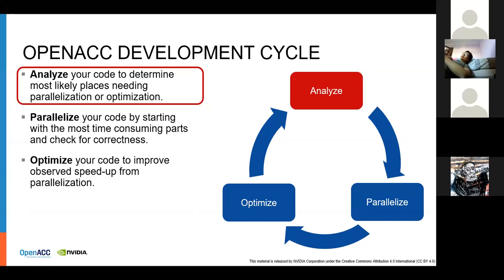Okay, so when you want to port to GPU using OpenACC, the first step is you analyze your code. This is the traditional optimization step. First you look for the hotspots where you have to focus, where you have to work really to improve the performance of your code. So first you analyze, then you parallelize the hotspots, the most consuming parts, and very important when you are doing this iterative approach, always check for correctness.